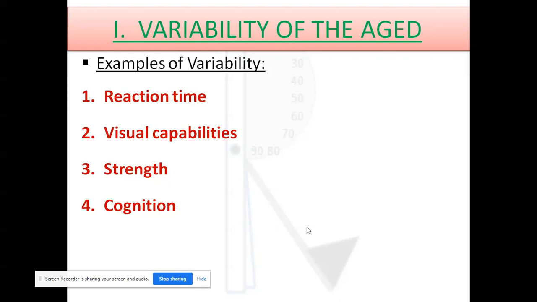The best example is Isaac Newton. Though he was very aged, he could use his brain to the utmost capacity, in comparison with youngsters as well. So chronological age is a poor indicator for physical or even cognitive function. So let's look at a few examples of variability. First one, reaction time.